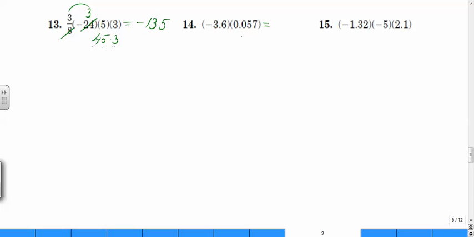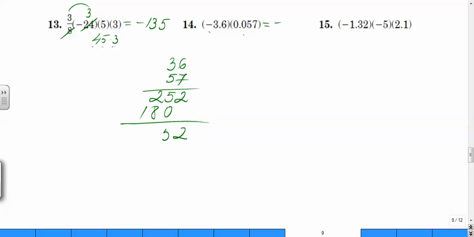Problem number 14. Negative times positive, the answer would be negative. I'm going to multiply 36 by 57. You can go backwards if you want. It's still the same because multiplication is commutative. 7 times 6, 42. 7 times 3, 21, plus 4, 25. 5 times 6, 30. 5 times 3, 15, plus 3, 18. You add them up. 2, 5 plus 0, 5. 2 plus 8, 10, 20, right? So the answer here will have these digits 2, 0, 5, 2.